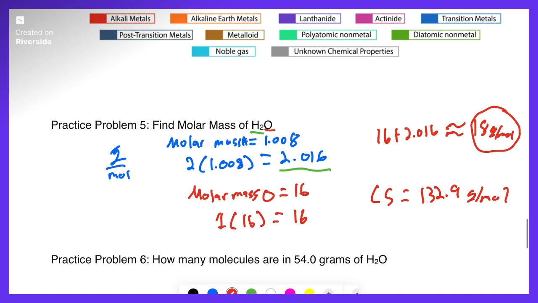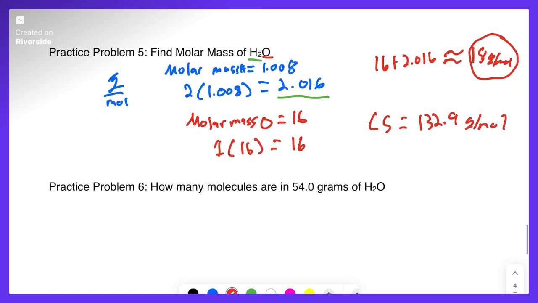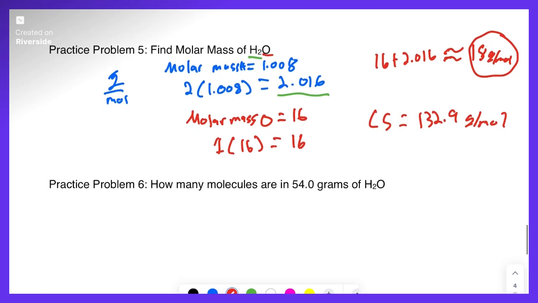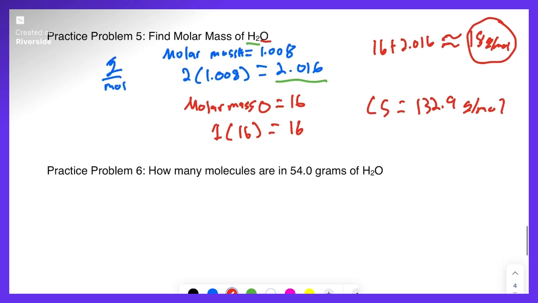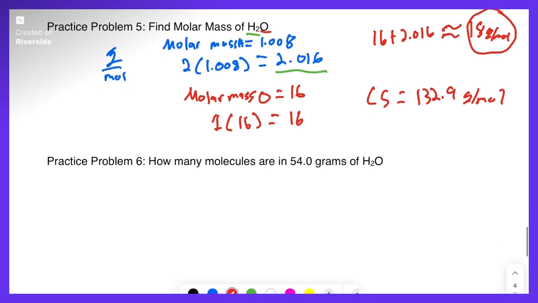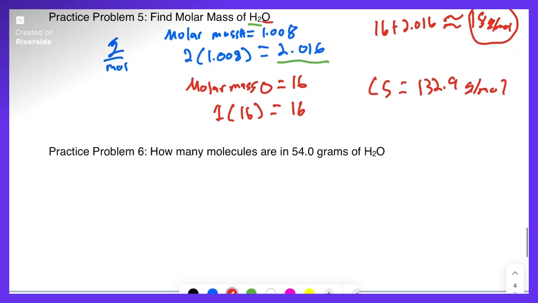So now let's use what we just learned to do some practice problems involving moles, molar mass, and grams. So this practice problem asks, how many molecules are in 54 grams of H2O? So we know what we're starting off with. We're starting off with 54 grams. So let's write that down. 54.0 grams. So now we want to use dimensional analysis to find out how many molecules are in 54 grams. So that's going to be our end unit.